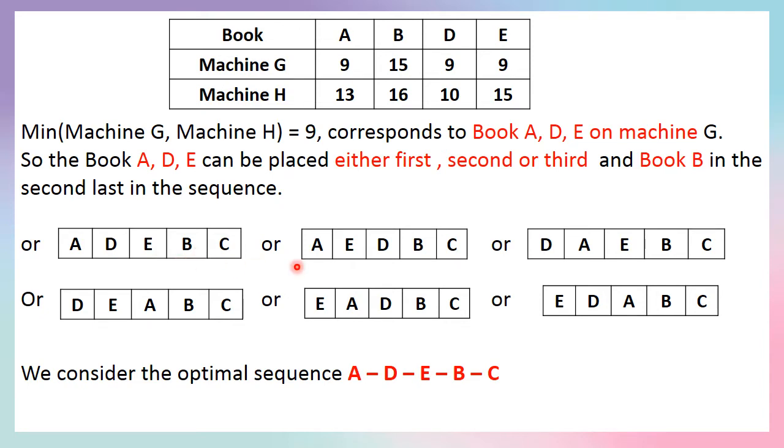So we have different sequences as there are 3 books in the first positions, that is on machine G. So we can arrange them in different orders: A, D, E or A, E, D or D, A, E or D, E, A or E, A, D or E, D, A, and the book B is placed second last, which is fixed. So we can consider any one of these sequences. So we consider the optimal sequence A, D, E, B, C, that is the first one only.